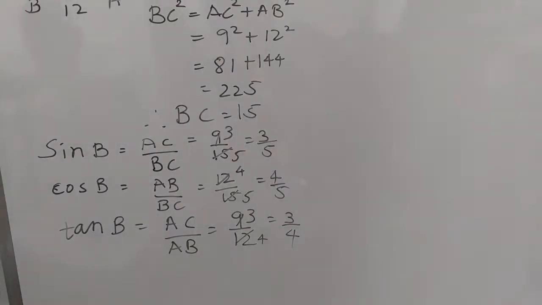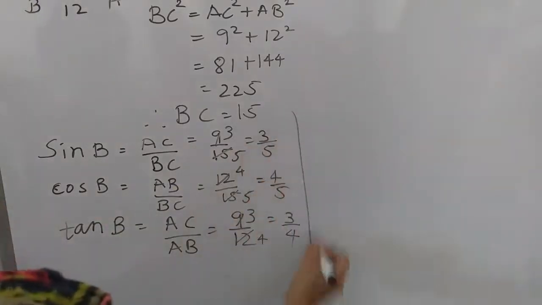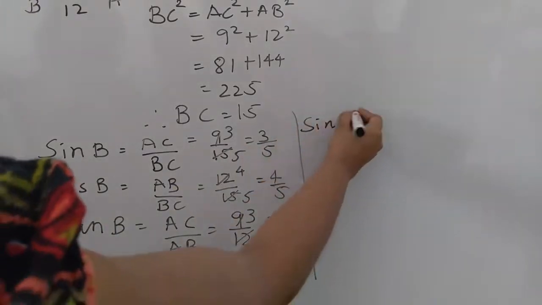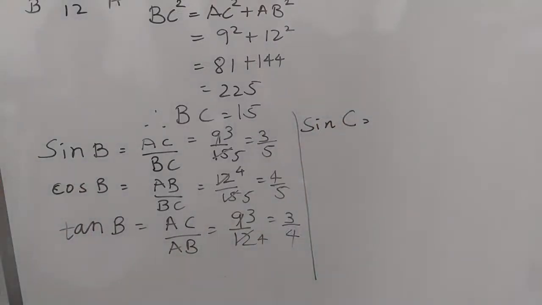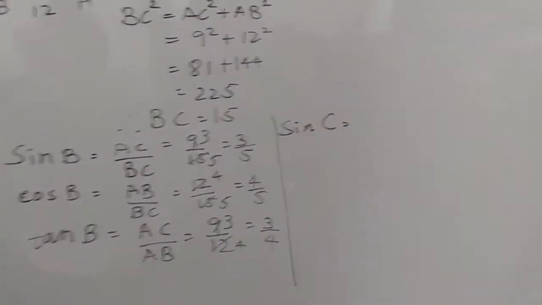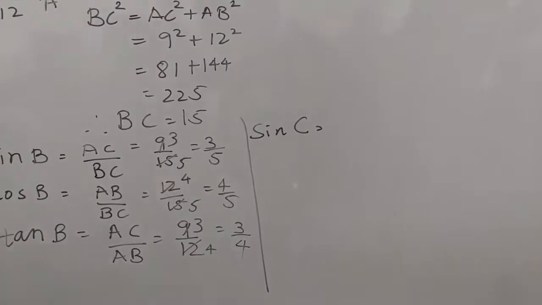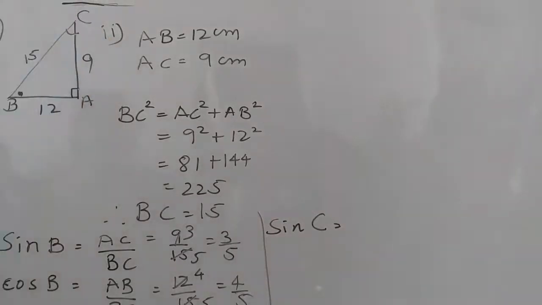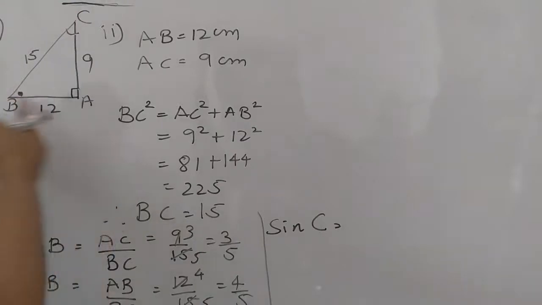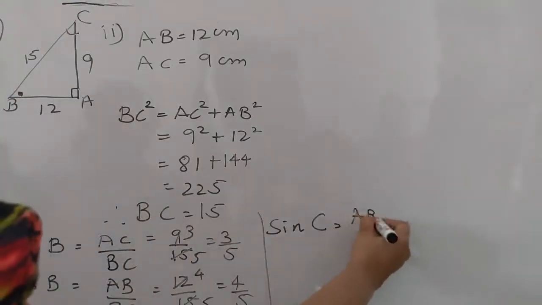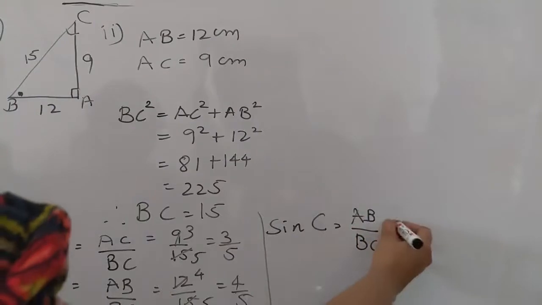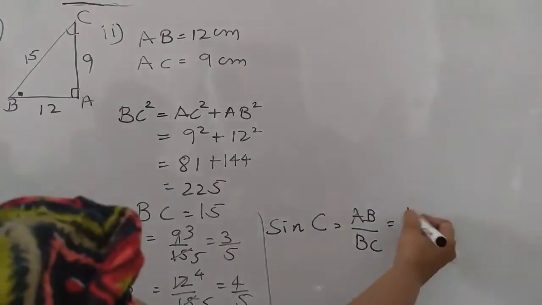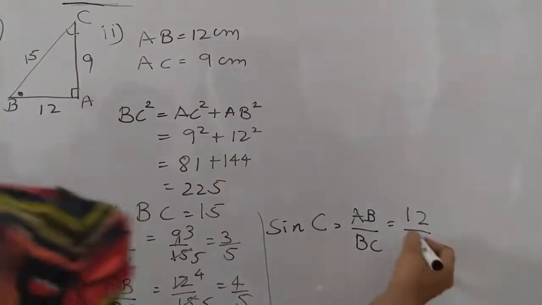Now we can write all the three ratios of angle C. Sine C. They asked to write both. So I am writing here sine C according to angle C now. This is our figure. In this I will take angle C. According to angle C, sine means opposite. So the opposite side is AB and hypotenuse means BC. So AB upon BC, 12 upon 15.